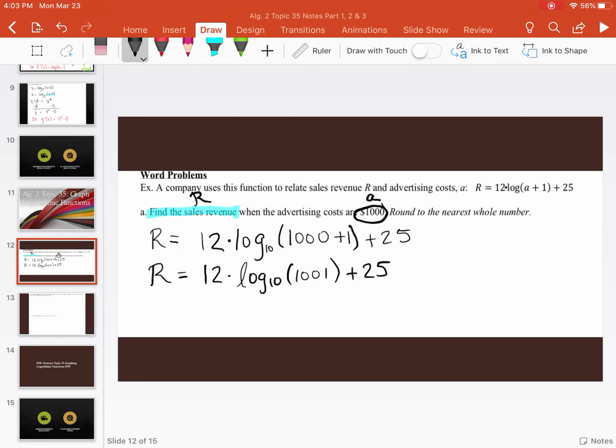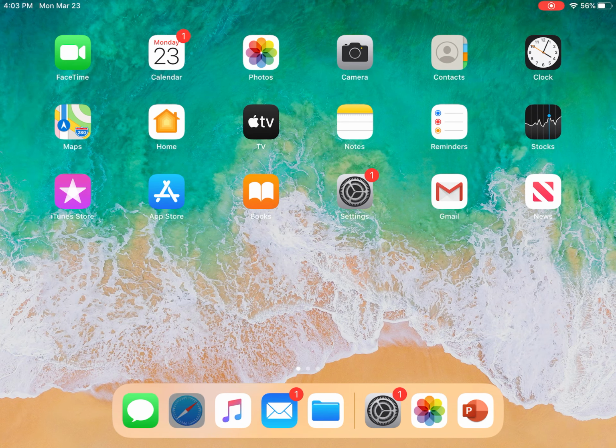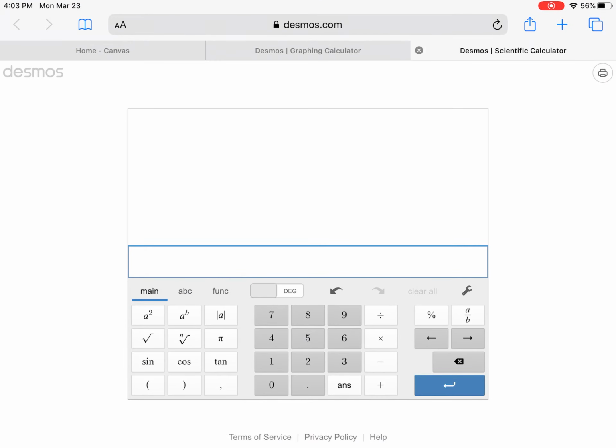Now in order to simplify this, because we have a log base 10, we can easily just plug this into our calculator. Or if you don't have your calculator right now, you can just go onto Desmos and use the scientific calculator. So I'm going to go to my Desmos, and you can do one of two things. You can break it up and use PEMDAS, or we can just plug it all in, just make sure that our operations are correct. So we have 12 times the log.